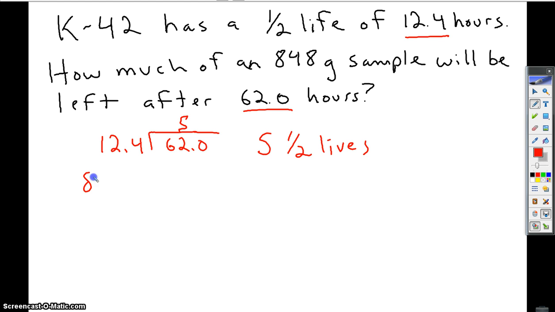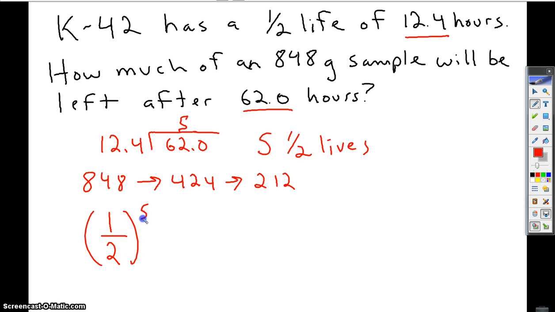Well, we could start off and go 848, cut it in half, 424, cut it in half, 212, and keep going, which would get you the right answer. But we can also use the same thing that I talked about before. We know that if there are 5 half-lives, that's going to be equal to 1/32. So multiply that by 848, and in this case, we get the final mass to be 26.5 grams. So that's how much will be left of the original 848 gram sample after 5 half-lives have taken place.